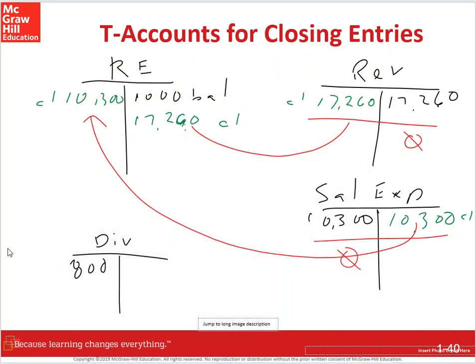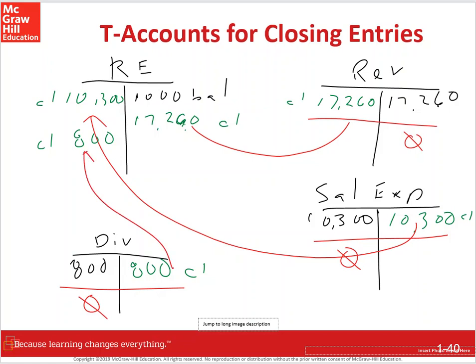And if we're going to wipe out dividends and make it go away, then we need to issue a credit of 800. And if we're crediting there, then we need a corresponding debit, which we'll put 800 here. And again, CL, because those are closing. That leaves us at 0 in dividends, and we can see where it went. Now, we'll do this for every temporary account: revenue, expenses, dividends.